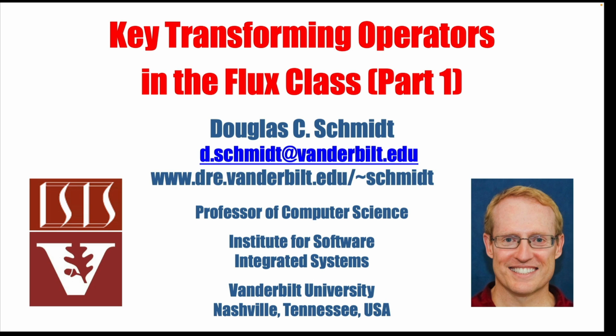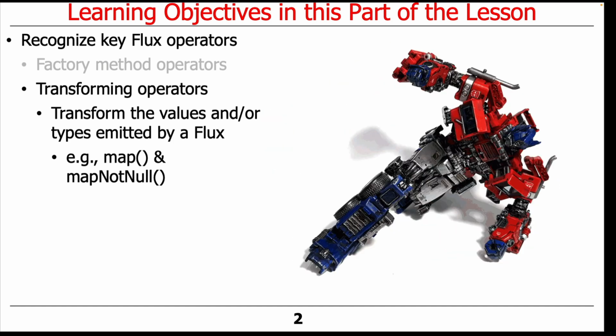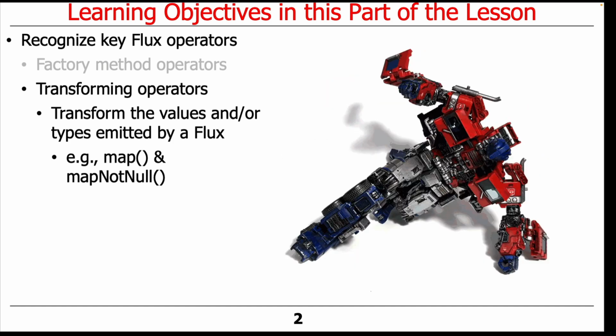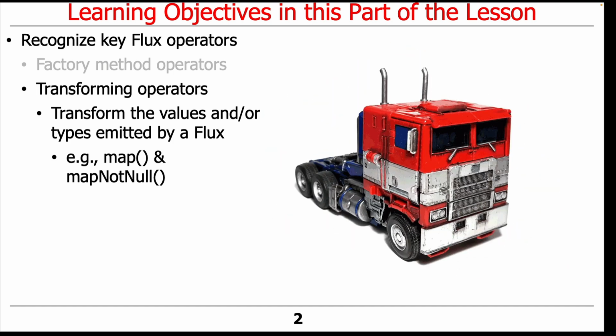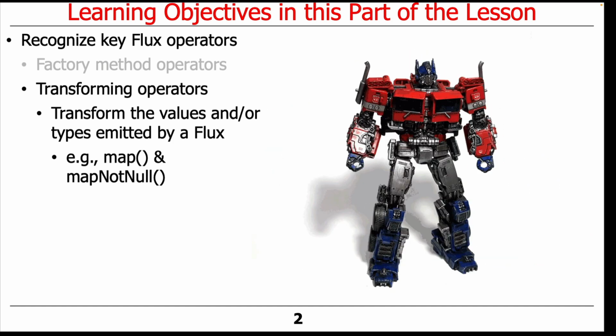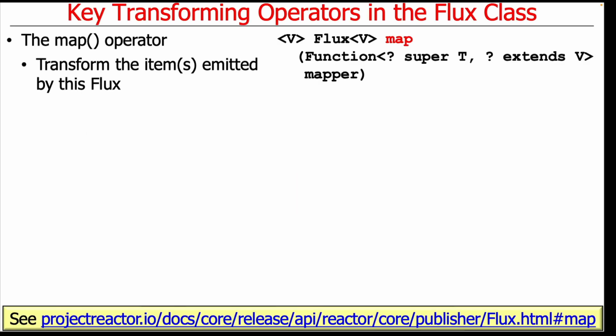So now that we've talked about how to create fluxes, or one way of creating fluxes, let's talk about some of the basic things you can do to transform streams of data that flow through a flux after it's been created. And this will get us into something called transforming operators, which, as the little animation here shows, do transform stuff. And they can transform either the types in a flow or a stream or the values. And we're going to take a look at map and mapNotNull. So we'll look at map first.